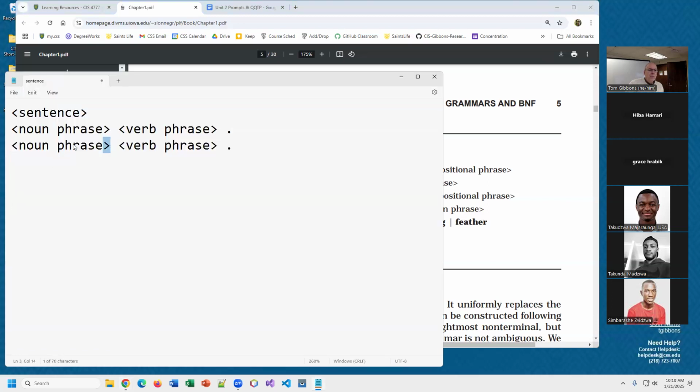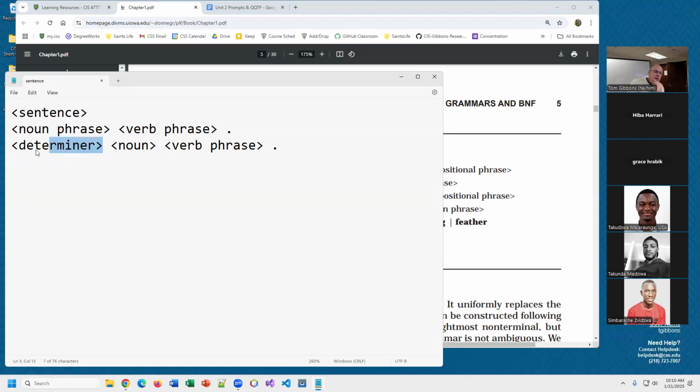So where noun phrase was, we can replace that with determiner and noun. And then verb phrase and period is still there. So all we did is do this substitution. And so this is how grammars are built. We have what we call production rules or substitution rules. We can substitute any of these things here.